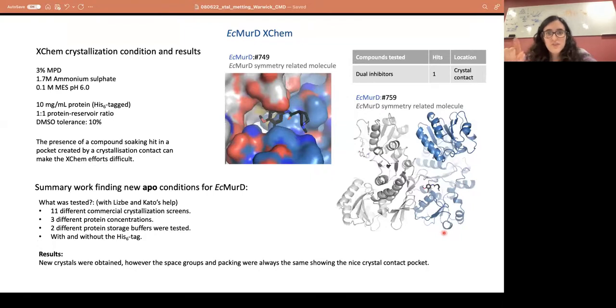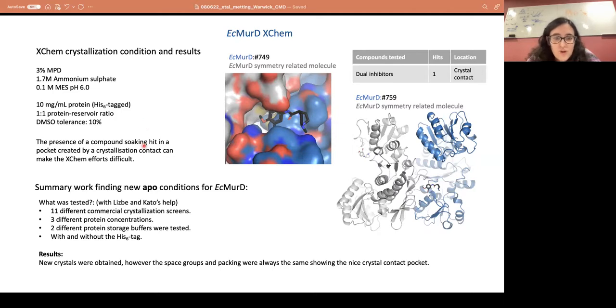Then in the case of E. coli MurD, these are the conditions for the best diffracting crystals. E. coli MurD likes to crystallize with ammonium sulfate and with low concentration of protein and his-tagged. If you remove the his-tag, MurD does not crystallize in an APO conformation.